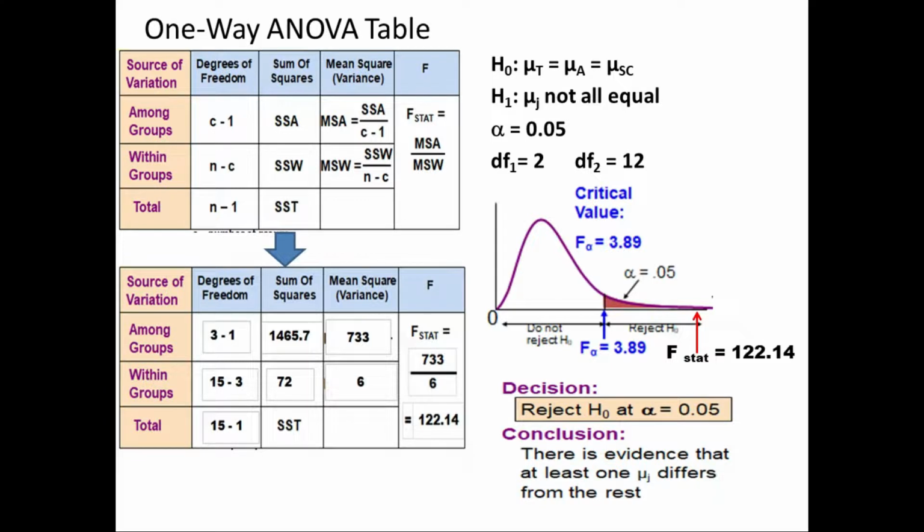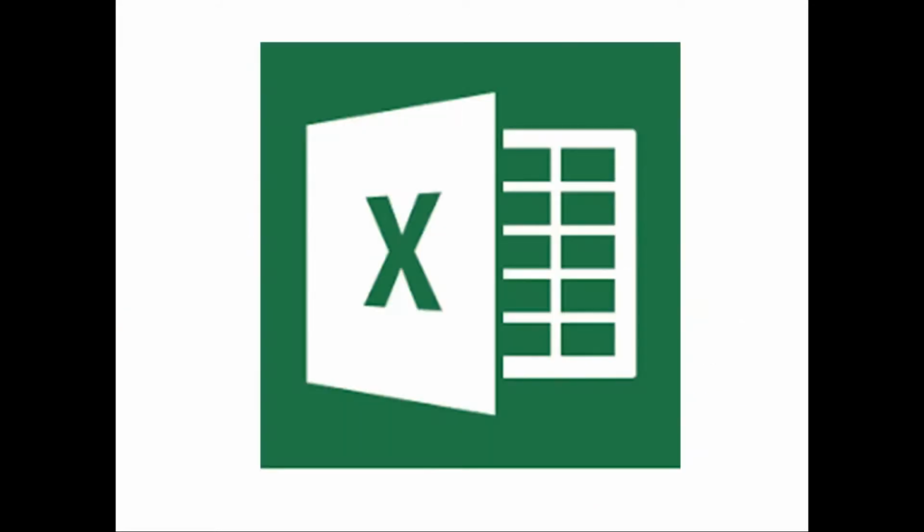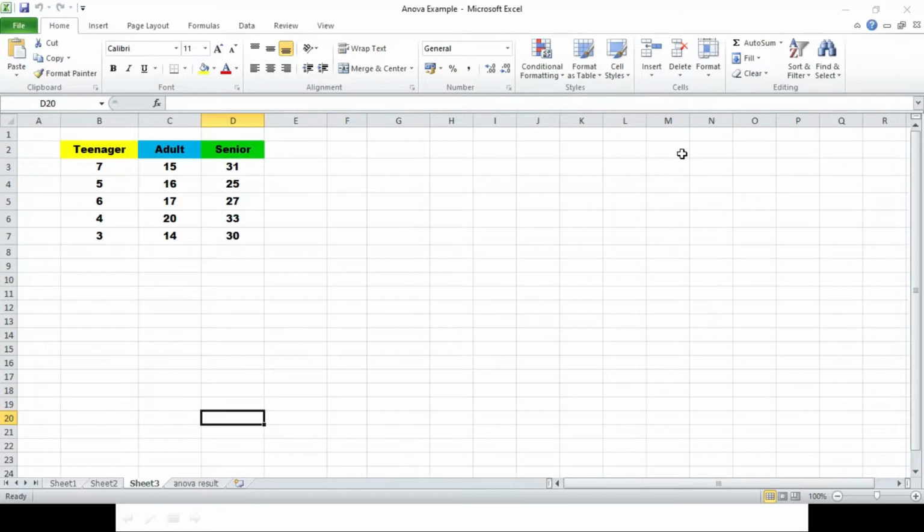And we have another option to run the analysis, where we can use Microsoft Excel, where the steps are faster and easier. Let's see how we do the analysis using Microsoft Excel. So in Excel, we have to key in the data for the groups: teenager, adult, and senior. Once we key in the data, we are ready to go for the analysis.